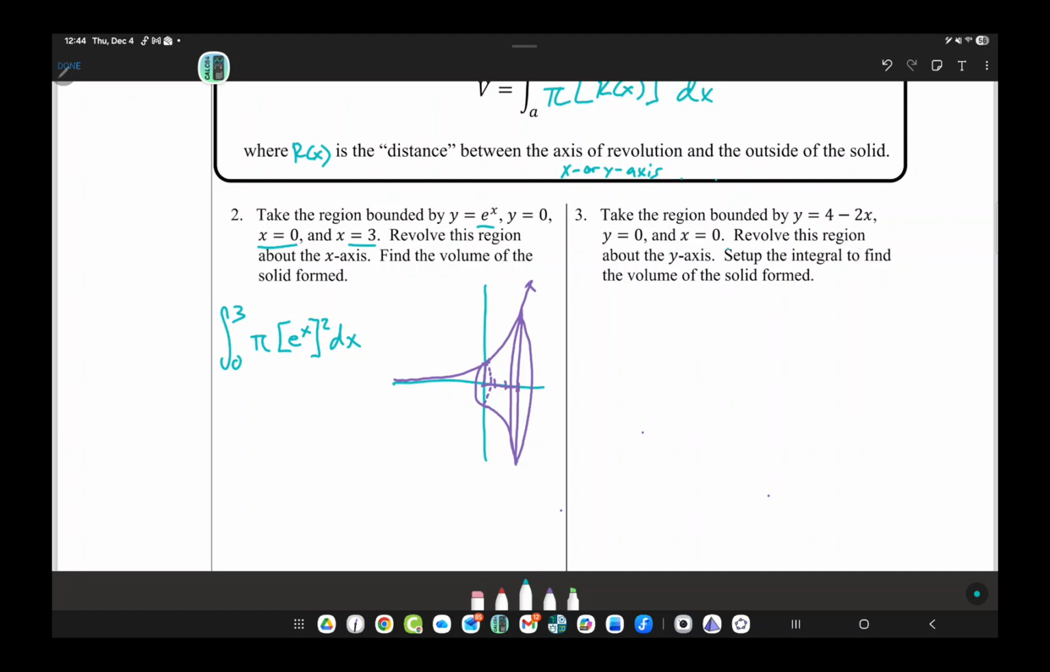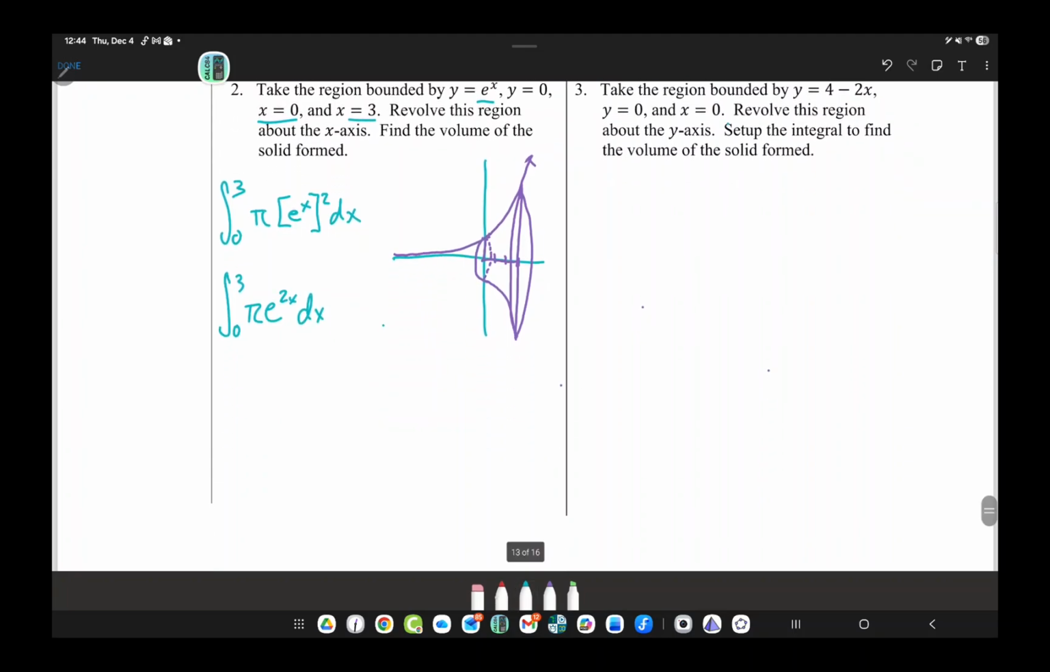Now, what is e to the x squared? Yep, e to the 2x dx. Now, if I had to find the derivative of e to the 2x, what would I have to do? Chain rule. Which means if I want to do the integration, what do I have to do? Use substitution. So again, anytime you have to do chain rule to do the derivative, you need to do u substitution.